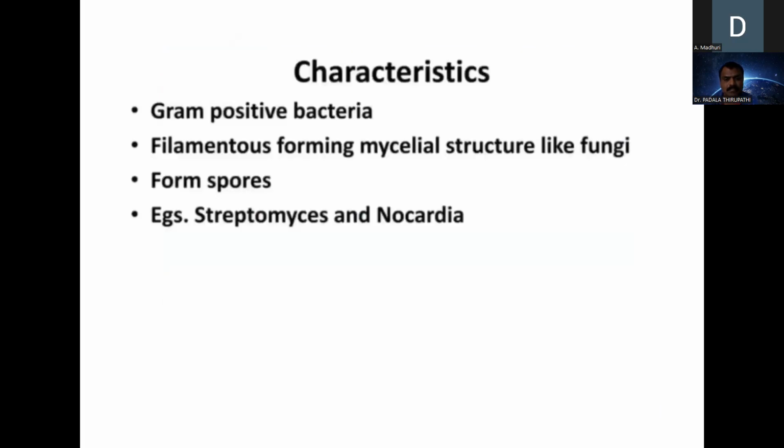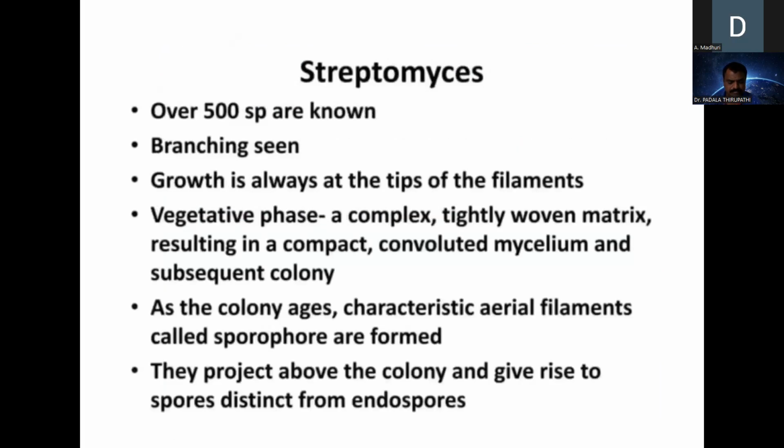Coming to the characteristics, as we discussed, they are mycelial or filamentous in nature. Examples are Streptomyces and Nocardia. They form spores. Spores are resistant structures which can overcome unfavorable conditions. One of the representatives of this group is Streptomyces, and under Streptomyces we have around 500 species. In these filaments, branching is seen. Growth is always at the tips of filaments. From the edge of the filaments, growth will happen.